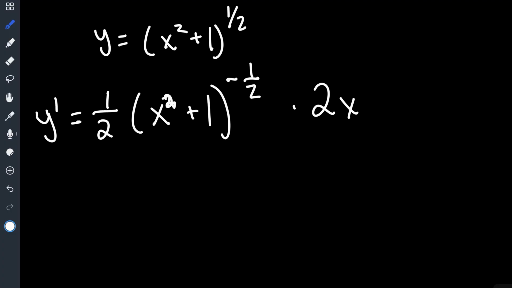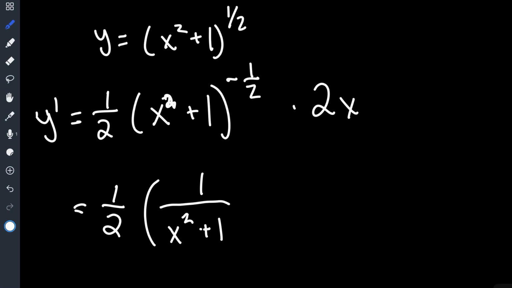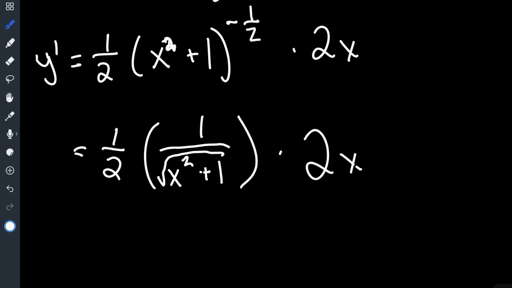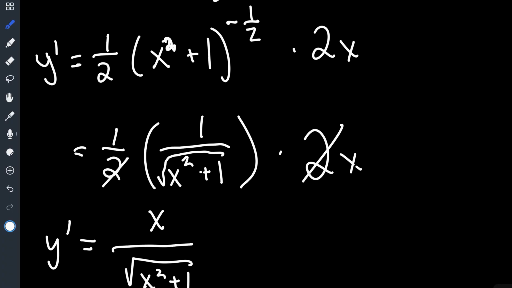First thing we'll do is distribute the negative 1/2 power. And we get 1/2 times, whenever you're going to the negative exponent, you're pretty much bringing it to the reciprocal. Therefore, we have 1 over x squared plus 1. And the 1/2 means that we're taking the square root. So we're just going to take the square root times our 2x. One thing we can see is that the 2 and the 1/2 cancel out. And our final answer will be x over the square root of x squared plus 1. That's our final answer. That's all you have to do.